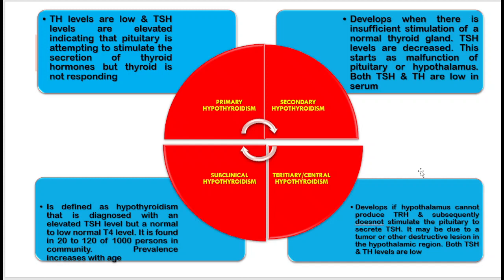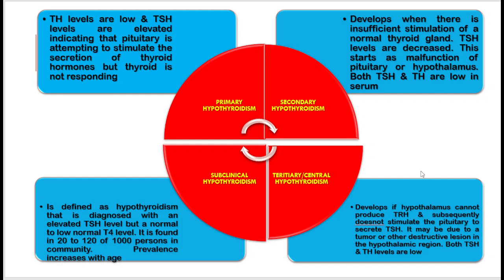Then what do you mean by subclinical? That means under, sub is under, a subclinical hypothyroidism. It is found in 20 to 120 people among 1000 people in the community. It is defined as one form of hypothyroidism where there will be an elevated TSH level but normal to low normal levels of T4 can be seen.